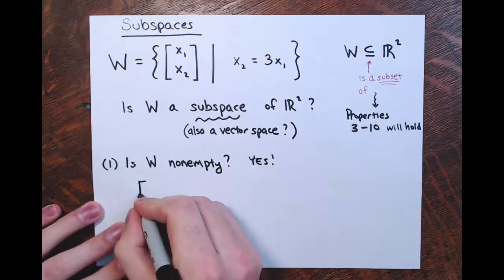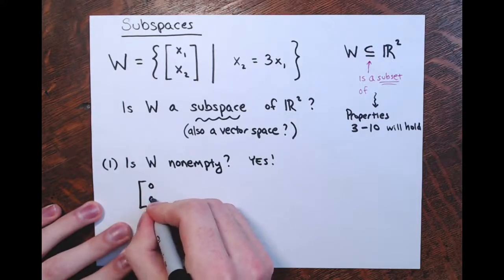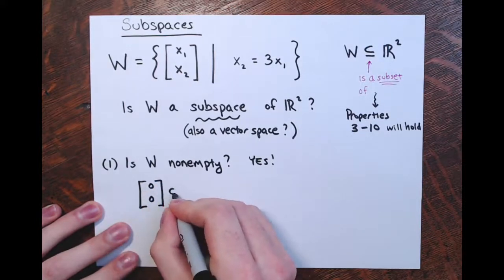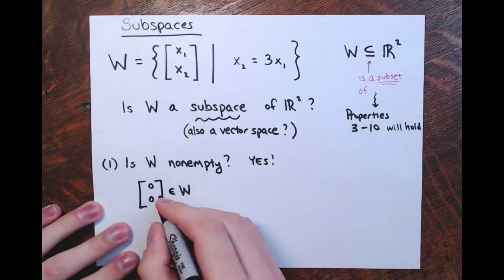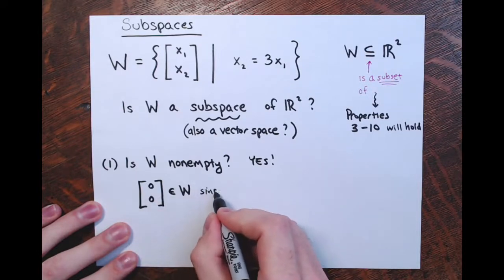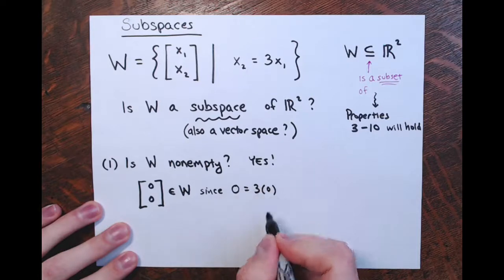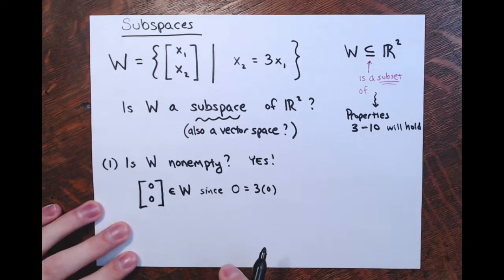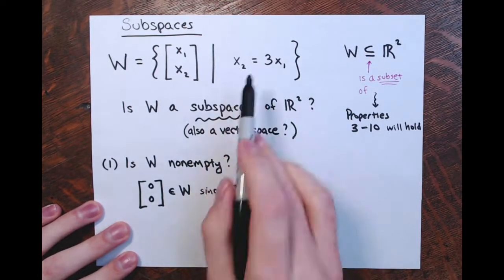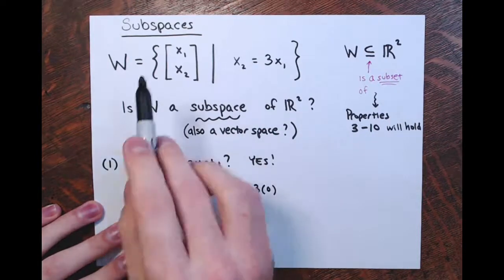First of all, yeah, the 0 vector would belong to W, since the second component is 3 times the first component. Any vector where the second component is 3 times the first component is going to be in this set.